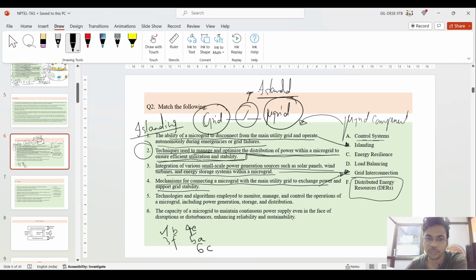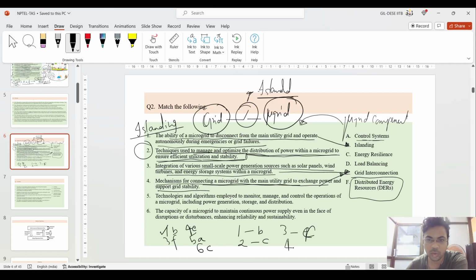This is the mechanism for connecting. So, mechanism: how can you connect? This is using grid interconnection. The mechanism to connect a microgrid with a main utility is grid interconnection. So the first answer is B, the second answer is C, the third option is E.